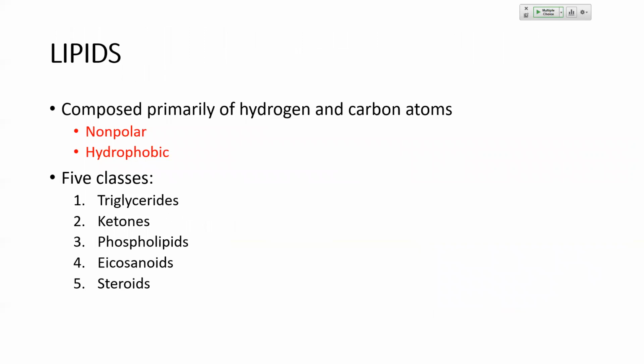All right, let's move on to speak about lipids. So lipids are composed primarily of hydrogen and carbon. So there isn't a whole lot of oxygen in lipids. And that's really going to help us dictate the difference in function with lipids. And this is something that we'll see again throughout the course. You'll hear me say this time and time again.